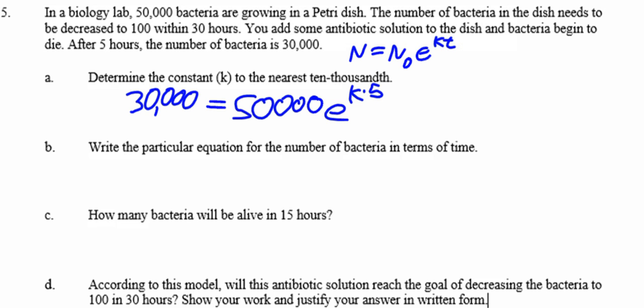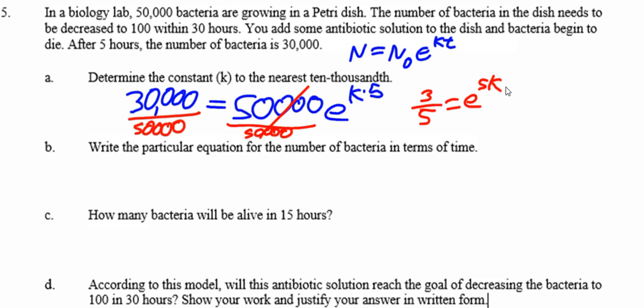So to solve, we're trying to solve for K, so we need to get e to the 5K alone by dividing by 50,000. All those zeros cancel out, so we get 3/5 equals e to the 5K. Since we're trying to solve for an exponent, we're going to log both sides. So natural log. Natural log of e cancels out. So we have 5K equals natural log of 3/5.